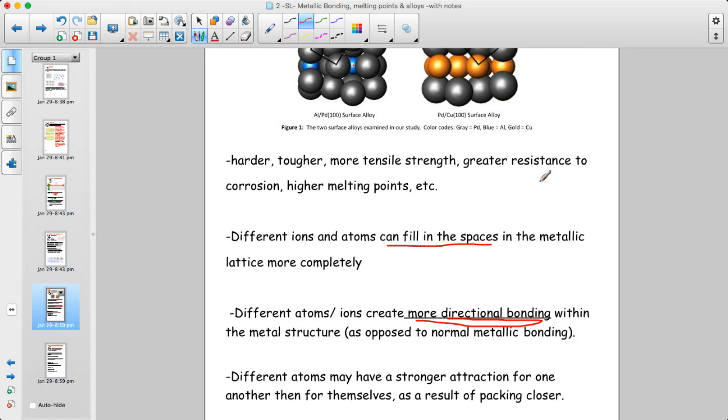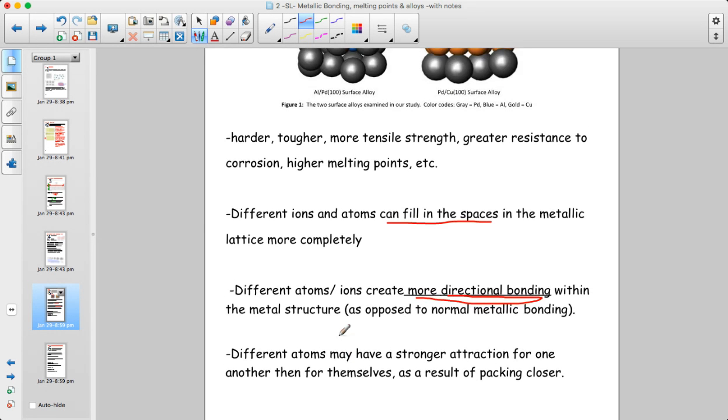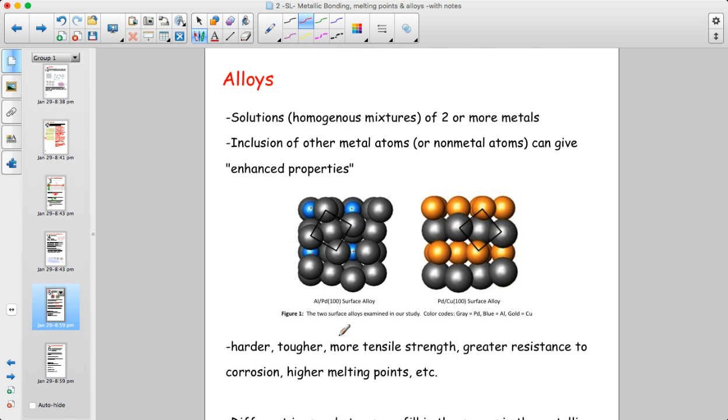The greater resistance to corrosion is more about unique properties of the metals that you're using, like using chromium is a good way to add that greater resistance to corrosion. Higher melting points is also because the attraction may now be stronger between the two different kinds of metals because they are able to pack closer together. The closer they get, the more they can attract. So by being closer together, we end up often getting higher melting points out of alloys than out of the pure metals. So you don't have to explain too much of this in the IB.